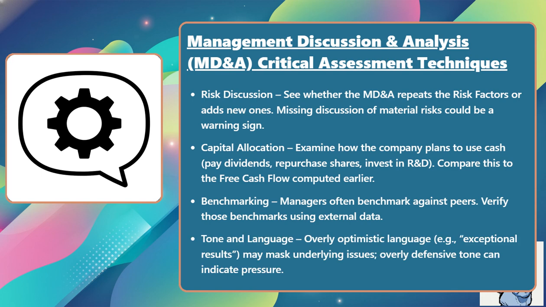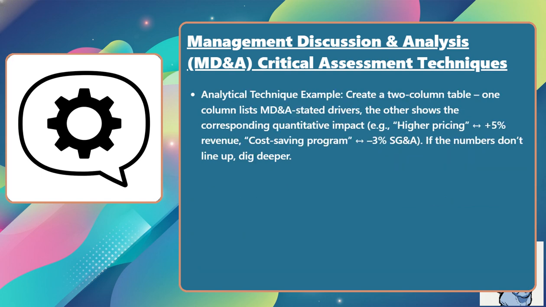Tone and language. Overly optimistic language, for example, "exceptional results," may mask underlying issues. Overly defensive tone can indicate pressure. Analytical technique example. Create a 2-column table. One column lists MD&A stated drivers, the other shows the corresponding quantitative impact. For example, higher pricing corresponds to plus 5% revenue. Cost-saving program corresponds to minus 3% SG&A. If the numbers do not line up, dig deeper.